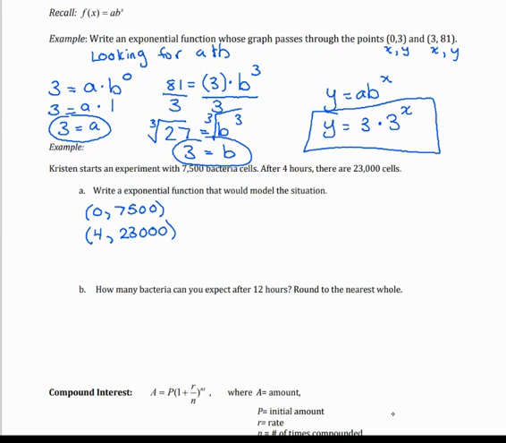So what I want you to do is, using these ordered pairs, come up with an equation. So go solve for A and B like we did above, come up with your equation. Then use that equation for part B to plug in 12. Again, you can round. It's okay to use a calculator for this problem. Give that one a shot.